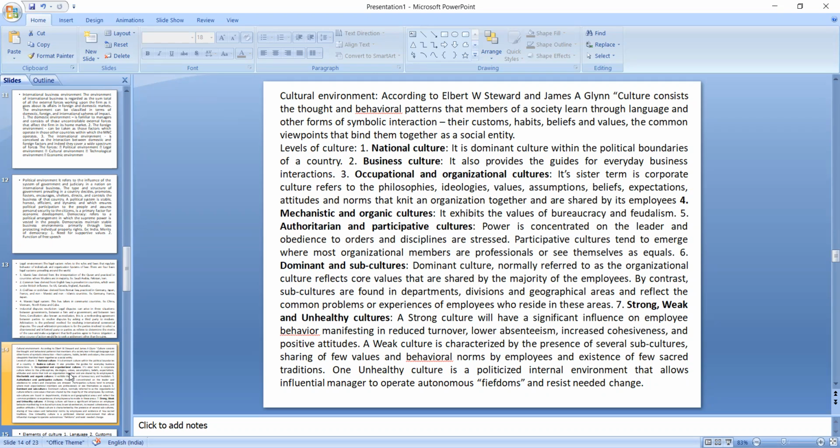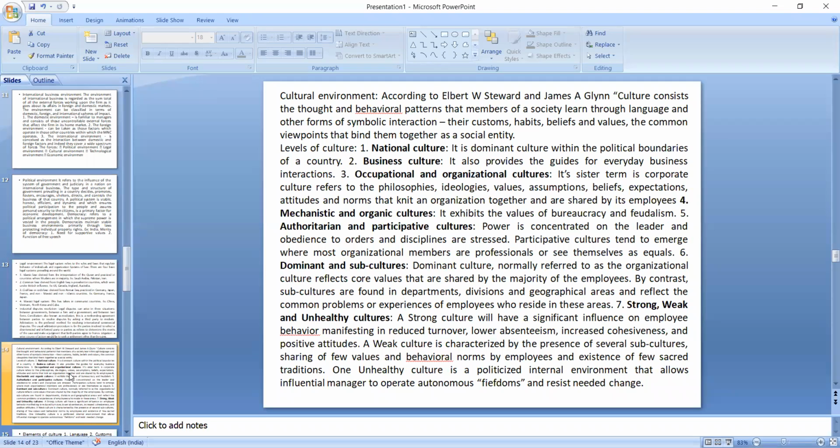Authoritarian and participative culture: in authoritarian culture, power is concentrated on the leader, and obedience to orders and discipline are stressed. Participative cultures tend to emerge where most organization members or professionals see themselves as equals. Dominant and subcultures: dominant culture, normally referred to as the organizational culture, reflects core values shared by the majority of the employees. By contrast, subcultures are found in departments, divisions, and geographical areas and reflect the common problems or experiences of employees who reside in these areas.